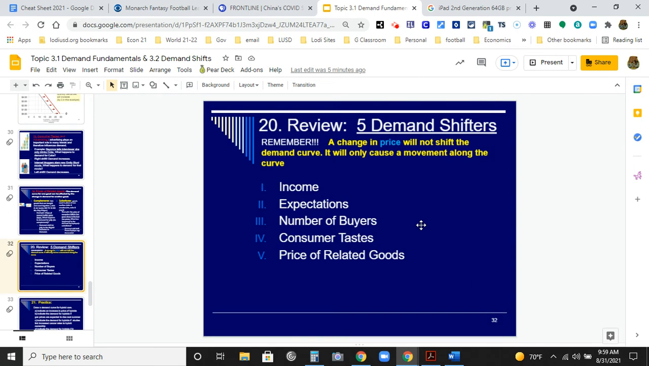Whether it's income, expectations, number of buyers, consumers' tastes, or price of related goods. The income thing is generally if it's a more expensive product, you're more willing and able to pay it as you can afford more. And some things that you used to buy when you didn't have as much money, you'll go away from once you have more money. Let's say you prefer steak to hamburger. Maybe you start buying more steaks as you make more money and have less hamburger.